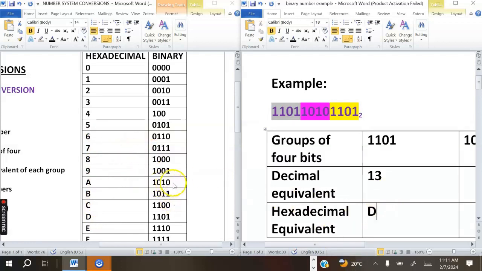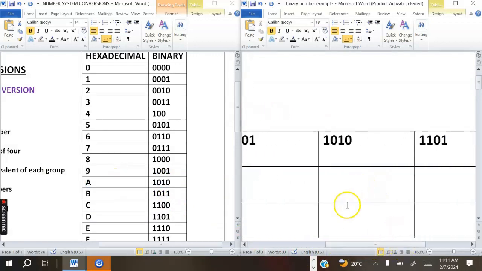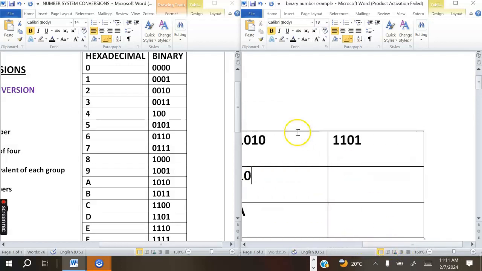Well, for the 1010, where is the 1010? This is the 1010. If you look at the hexadecimal to binary, it's supposed to give us a value of A. So this one is supposed to be A. A is equivalent to 10, while 1101 is supposed to give us a value of 13, the decimal, which is equivalent to D.